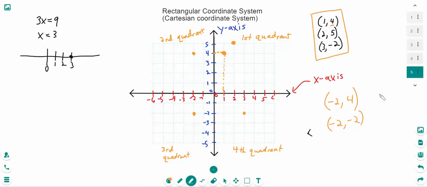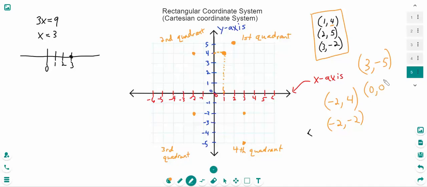Okay? What about, well, let's see here. 3, -5. Where would that be? Well, let's find the 3 on the x, find the -5. We're going down on the y. That puts us way down here. Okay? And then finally, what about this one?